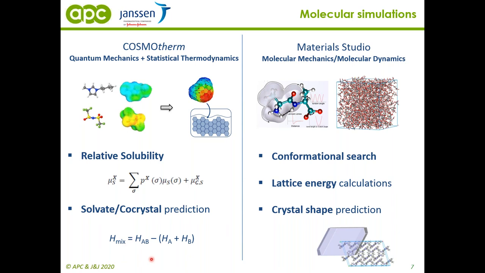This is now based on the interactions, and it can be calculated as the difference between when you have a mixture of solvent and API, and when you have only API and only solvent. So this is the excess enthalpy of mixing. And for example, if you have a solvent where there is a high chance of hydrogen bonding, the interaction will be highly negative.